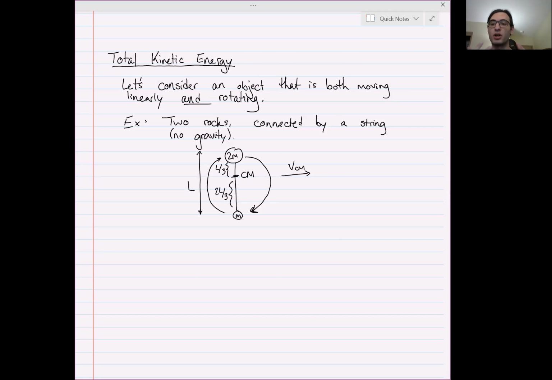Now, this is just a snapshot in time, remember. The whole thing is rotating, but it's rotating about its center of mass. So the center of mass is only moving to the right. Now, we can ask the question, what is the total kinetic energy of the system? There are two ways we could compute this. And I'm going to show you how they're equivalent.